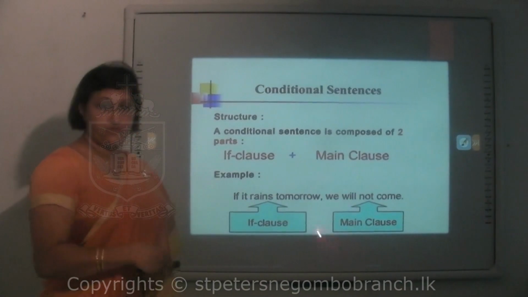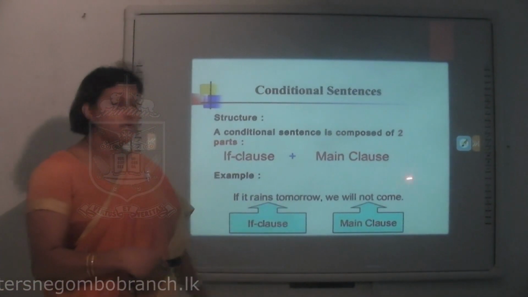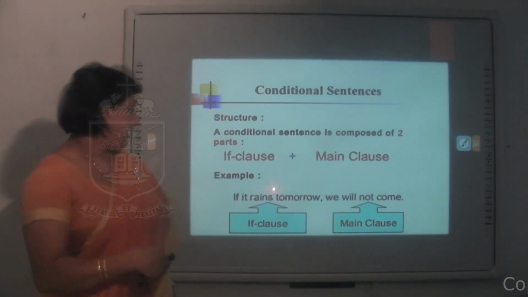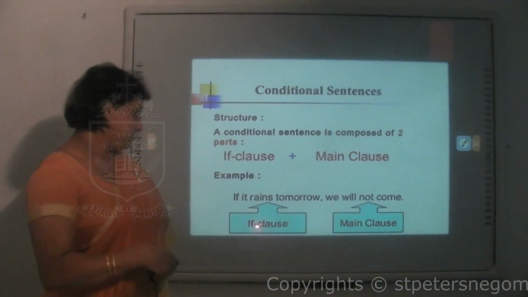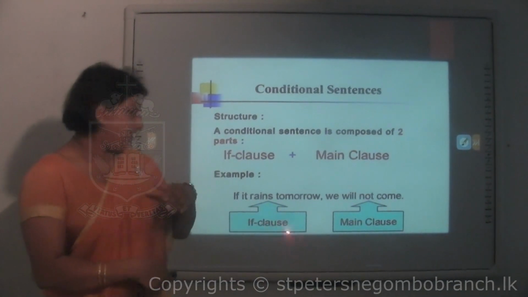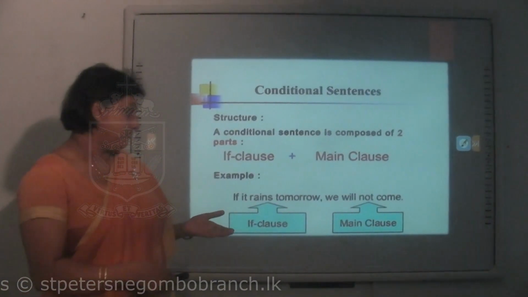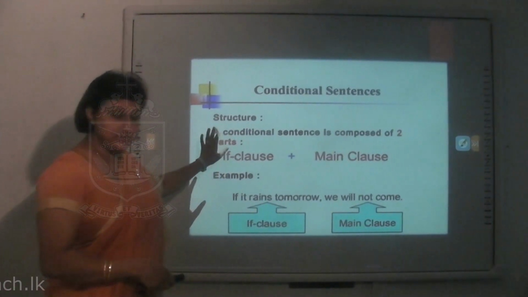Here I have briefed you with an example. If it rains tomorrow, we will not come. The result is that we are not going to come, and the condition is if it rains tomorrow. This part is called the if clause. Now I told you, because it holds a condition, you can call it a conditional clause as well. And the next part is called the main clause. That is the ultimate result.